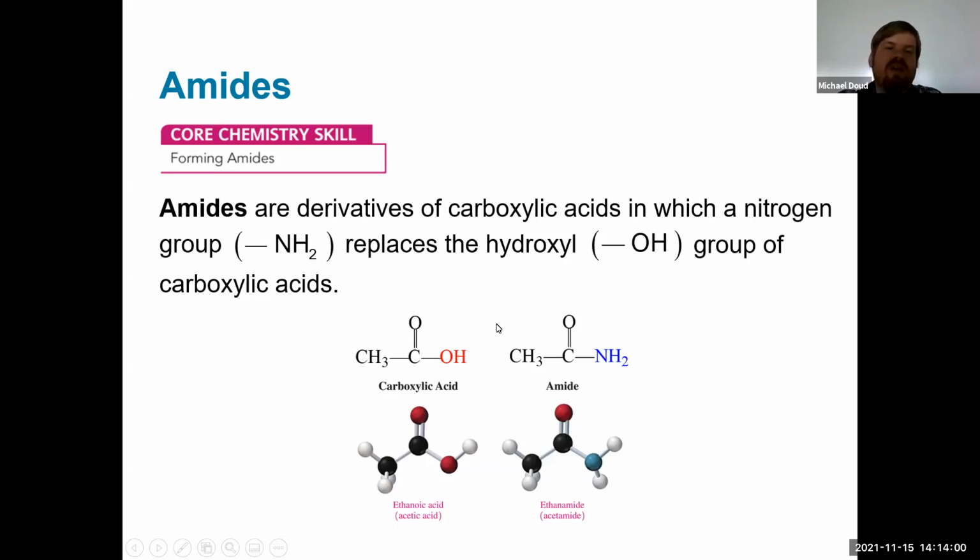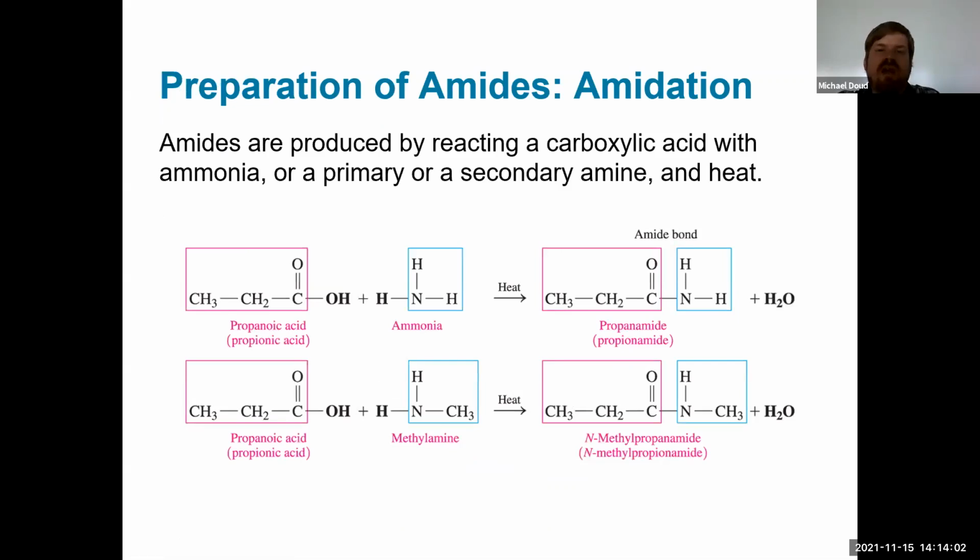Now, the way that you actually make amides is that you take a carboxylic acid and an amine, and what happens is a dehydration reaction. So here, for example, ammonia with propanoic acid, we get rid of the OH group off of the carboxylic acid, and we form a bond directly from the carbonyl carbon to the nitrogen in the amine. So here, what was propanoic acid, as an amide becomes propanamide.